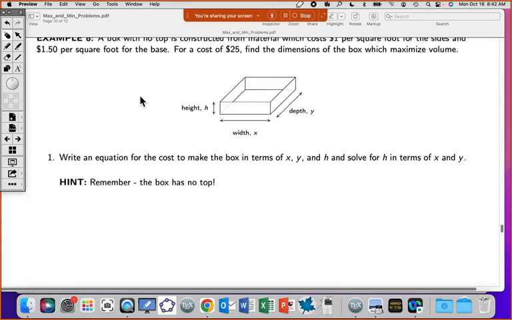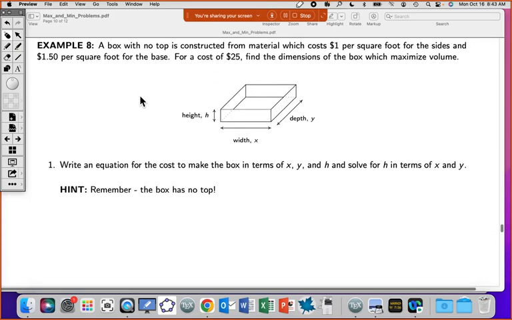All right, let's take a look at example 8. This is a classic problem. These sorts of problems, a box with no top, is constructed from a material which costs $1 per square foot for the sides and $1.50 per square foot for the base. So the base, ostensibly, costs a little bit more because we're trying to reinforce the base. For a cost of $25, find the dimensions of the box which will maximize the volume.